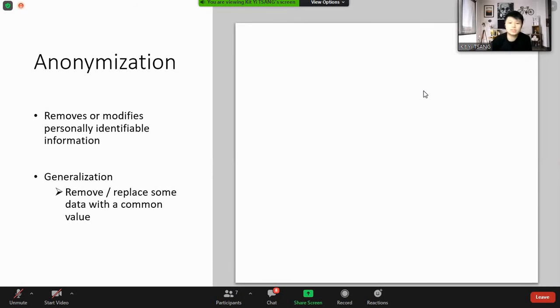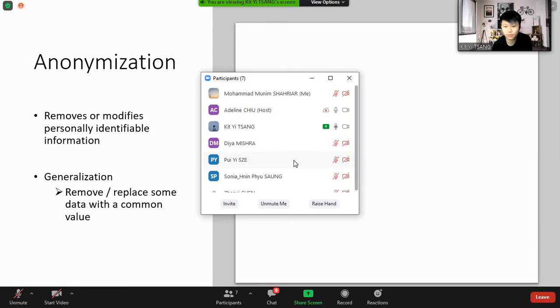Apart from distortion, anonymization is another approach. It means that we are trying to remove some personal data from the big source. One of the techniques is generalization. Let me give you an example to show you how it works.